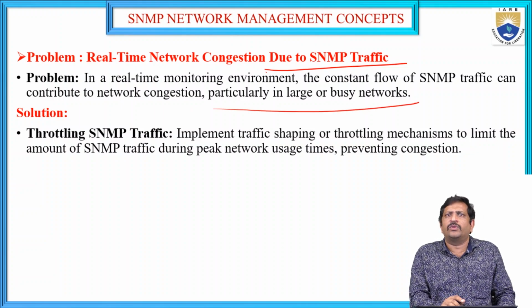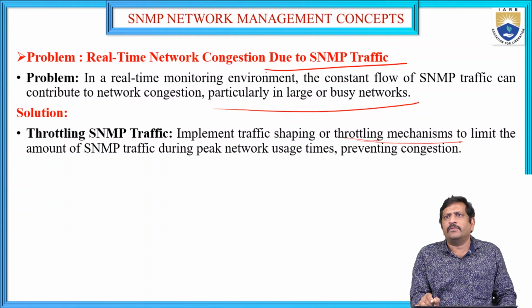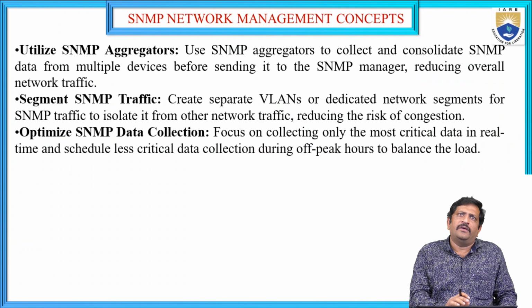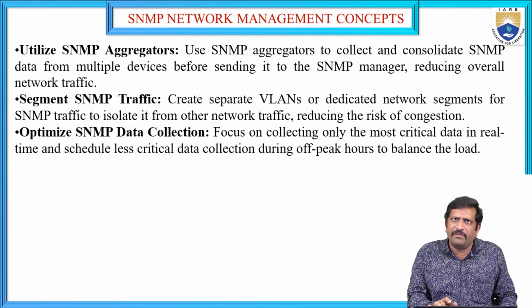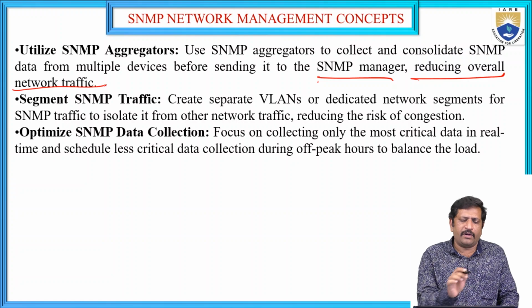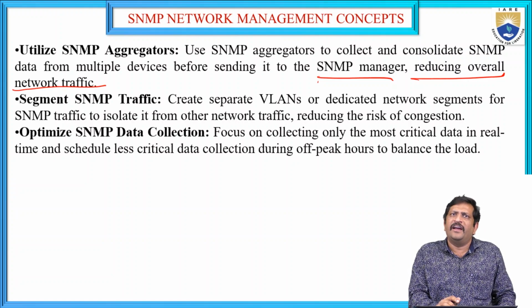The solution for that is throttling the SNMP traffic. Implement a traffic shaping or throttling mechanism to limit the amount of SNMP traffic during peak network usage times and prevent congestion. Utilize SNMP aggregators to collect and consolidate the SNMP data from multiple devices before sending it to the SNMP manager, reducing the overall network traffic. Also segment SNMP traffic with the help of VLANs.